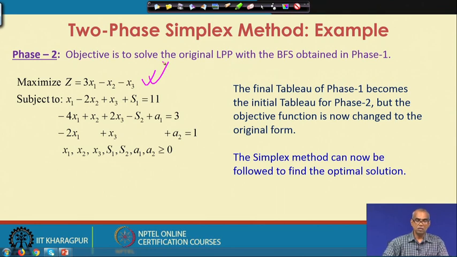So, once we have obtained the basic feasible solution for phase 1, that means R1 equal to 0 and R2 equal to 0 in the final solution, that solution gives me the initial basic feasible solution for phase 2. So, the final tableau of phase 1 becomes the initial tableau for phase 2, but the objective function is now changed to the original form, which is maximize z equal to 3x1 minus x2 minus x3. So, the simplex method can now be followed using our regular procedure to find the optimal solution.